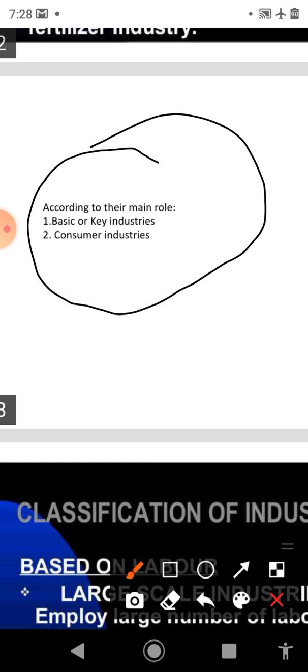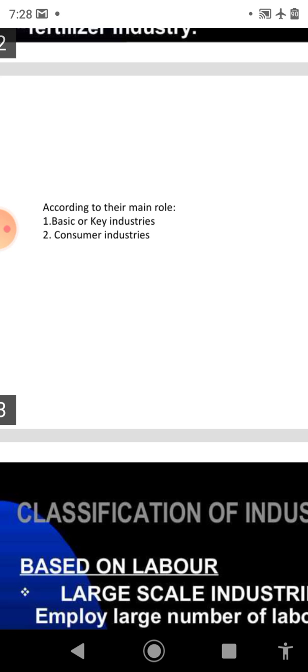Then second classification, that is the consumer industries, or we can say the consumer goods industries. These are the industries whose finished products are directly used by the people or consumed by the people. You can take the example of sugar mills. You can take the example of industries which are manufacturing cosmetic items, electronic items.